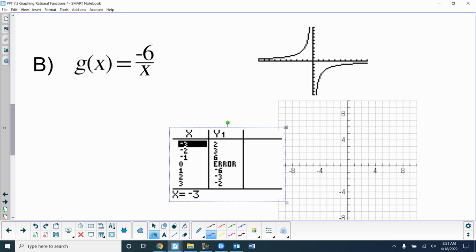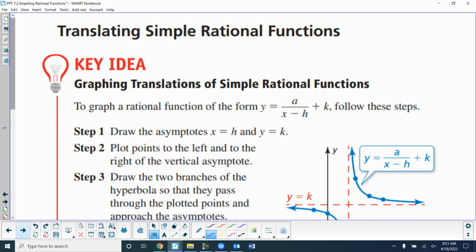So, calculator helps us graph those if you have to graph them. Okay? Pretty easy stuff, right? When we have this graphing calculator, we might as well use it to help us, right? We're not quite there yet. All right, so it says graphing translations of simple rational functions.